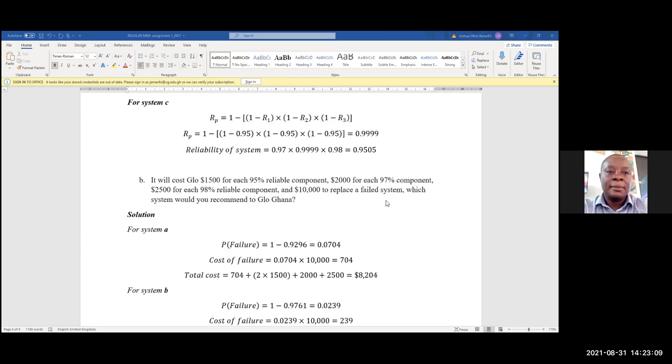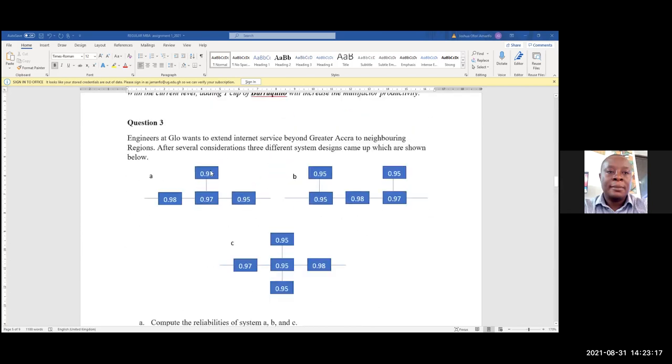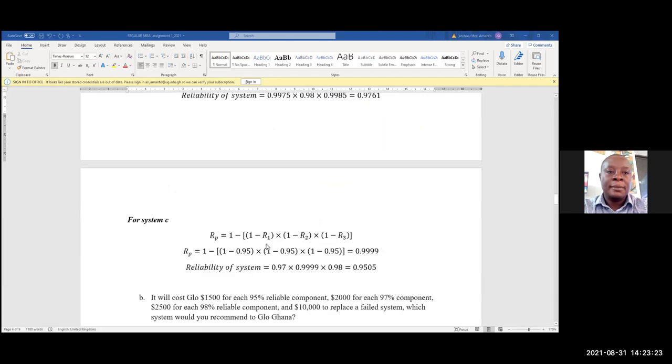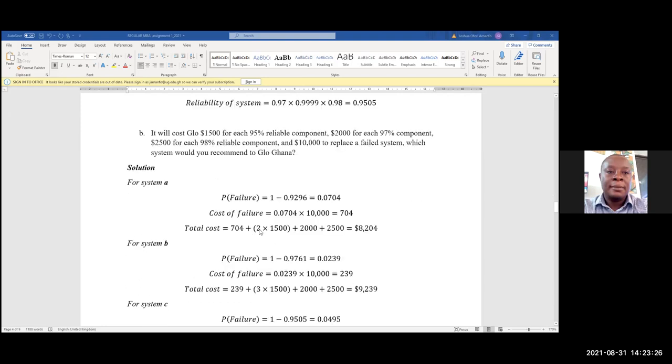So the cost of the system itself will be the cost of the components. Now you see that 0.5, we have two of it. So the cost of component 0.5 is multiplied by two, added to the expected failure cost and the cost of the other components, and that should all give us 8,204.